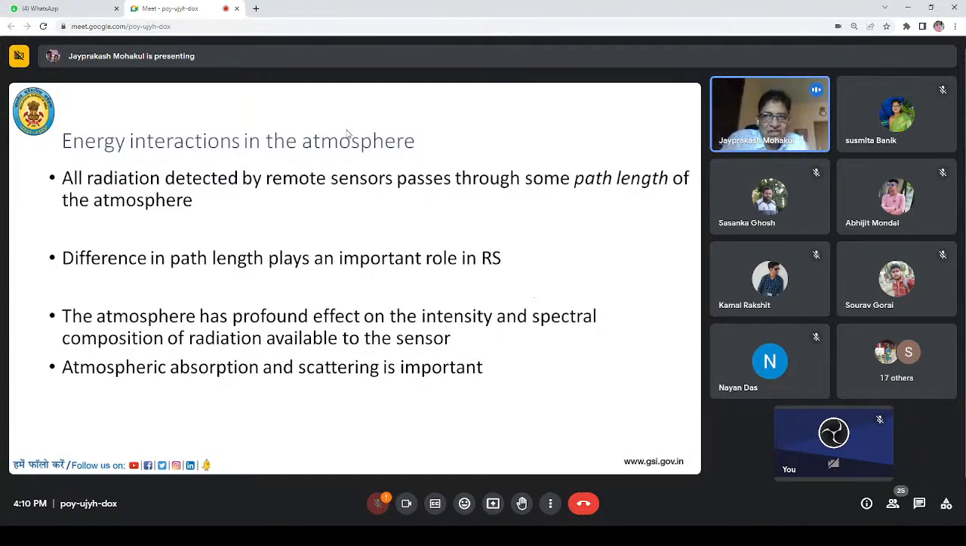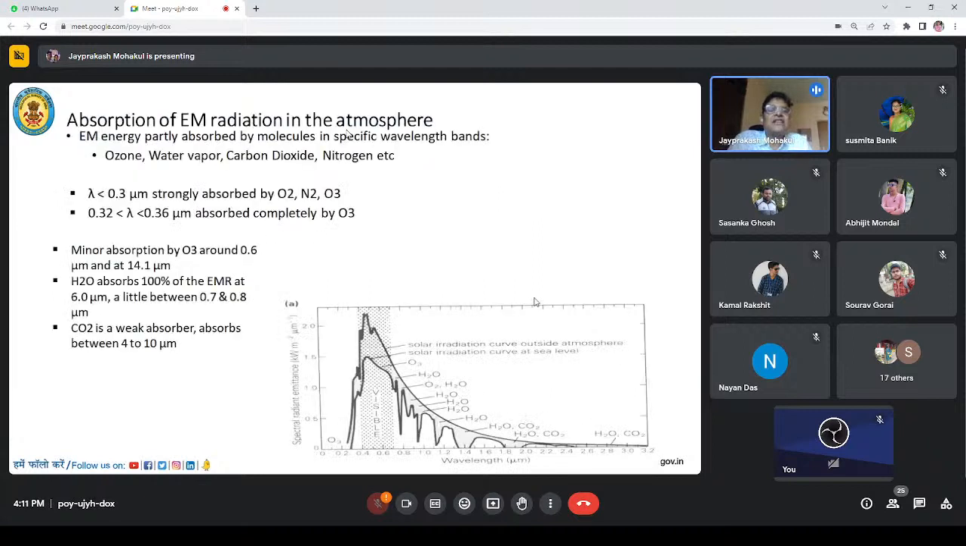This is what I was discussing, because it's not a simple reflection process where energy comes here and you have kept a sensor exactly at a point where the reflected energy can be received. It's not that way, right? Atmospheric absorption and scattering is also one of the most important factors which needs to be taken into account while you study remote sensing, right? Now let's discuss absorption, right?